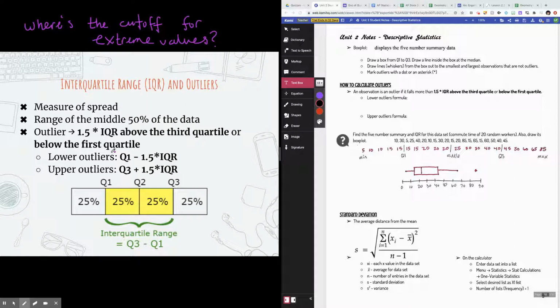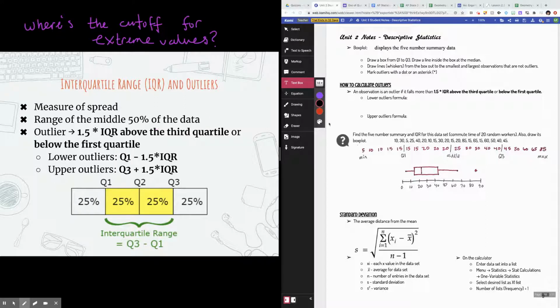But if you have a very large IQR, there may be data points that seem like outliers because they're really large numbers, or really small numbers, like they seem very extreme, but they may not be as extreme as you think they are. They may actually be closer to the trend of the rest of the data than you think because the IQR is so big.